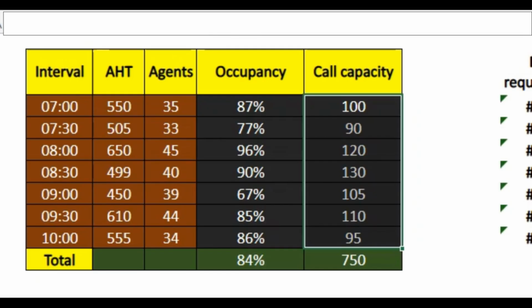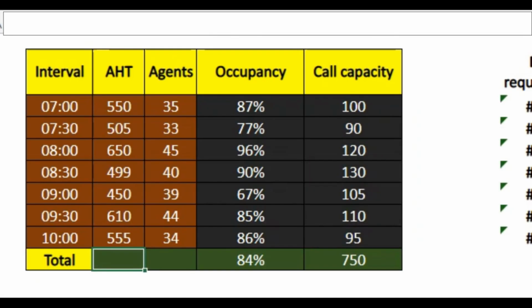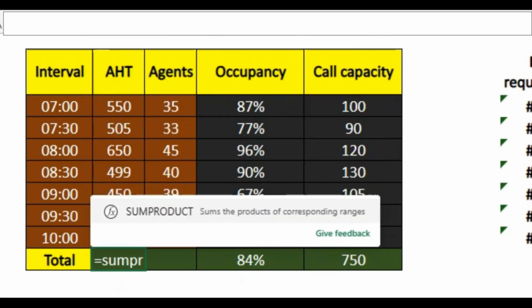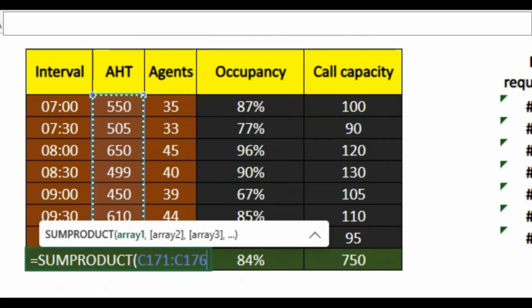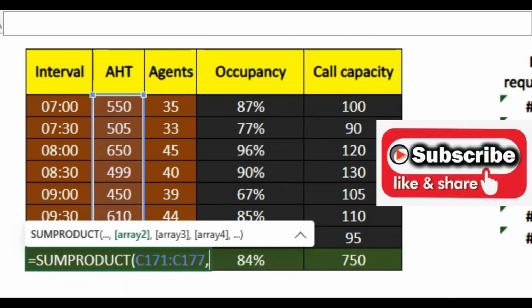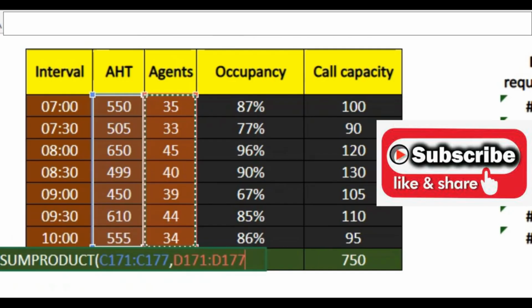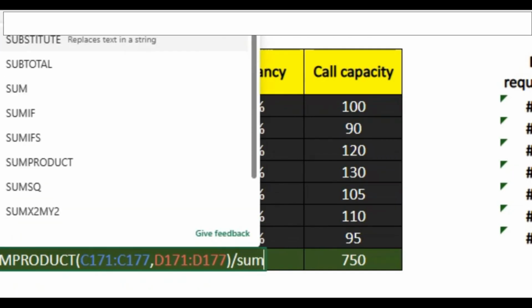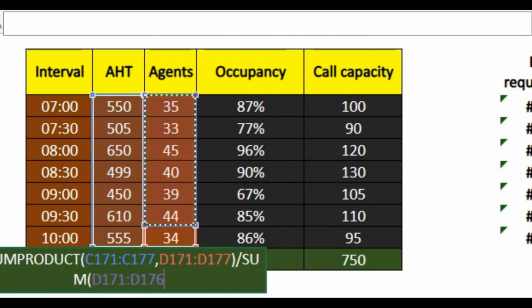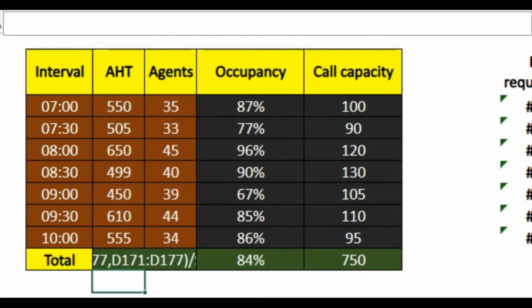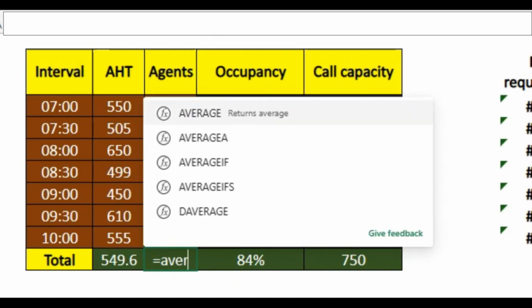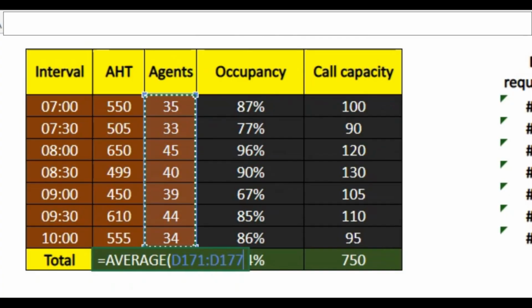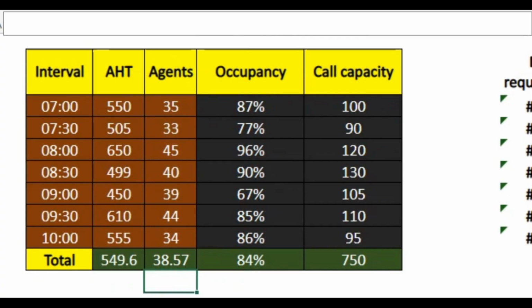To find out the total, what would be the overall HT? I need to use the SUMPRODUCT formula. SUMPRODUCT means the sum product of HT, comma, number of agents, divided by the sum of the number of agents. That would be the overall HT for all of the intervals, 549.6 seconds. And to get the average number of agents, simply use the AVERAGE formula, which shows how many agents on average we need to handle that call volume. So 38.57.